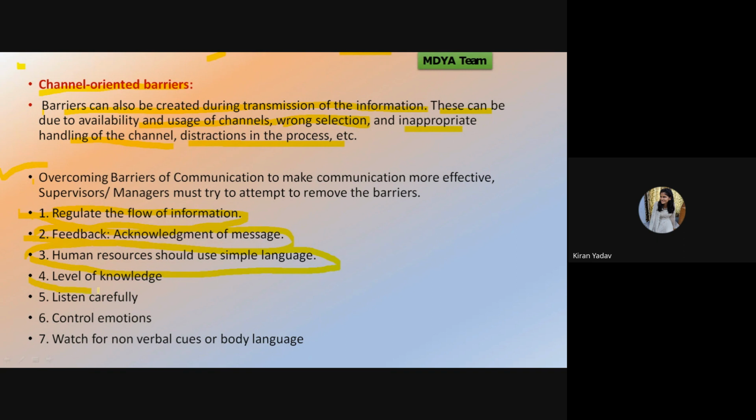And fourth is level of knowledge. You should make your communication match the understanding and expertise of the receiver also.